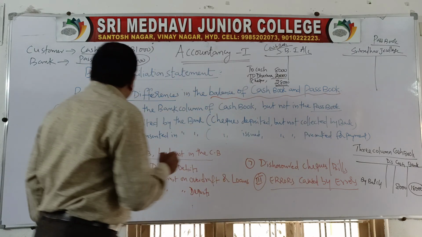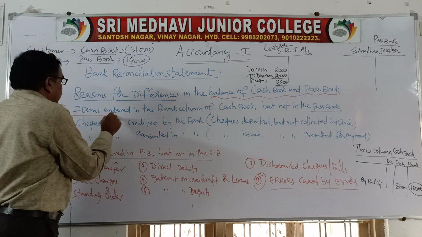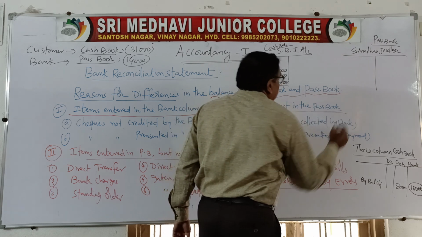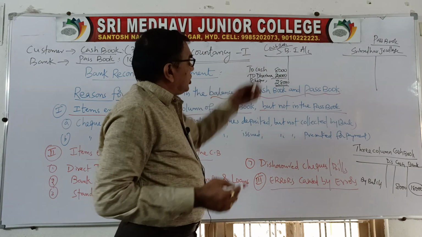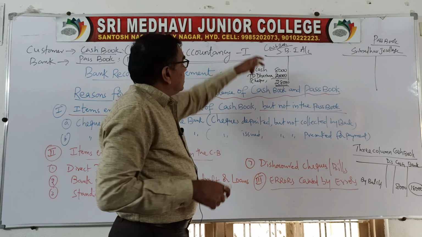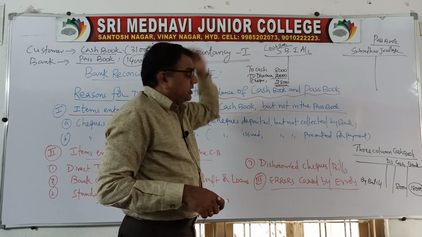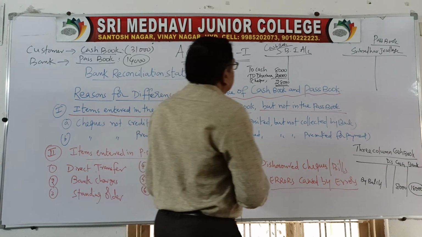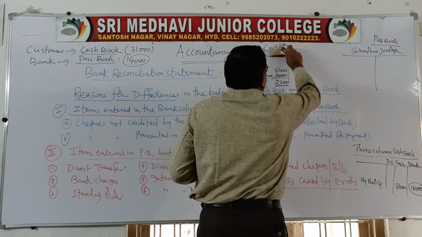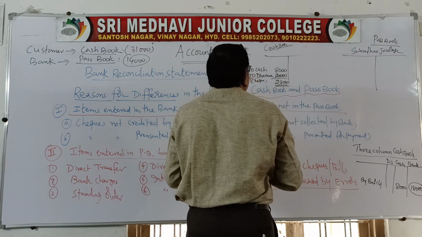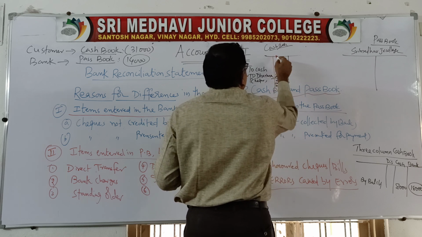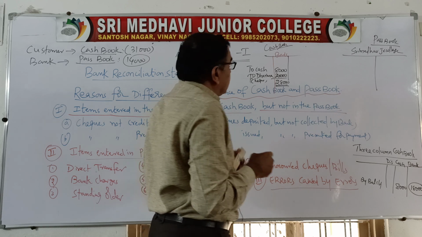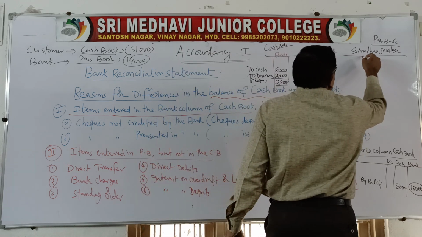The first category is items entered in the bank column of the cash book but not in the passbook. I told you that this is the cash book we are preparing. When we are preparing three columns, this is the bank column.